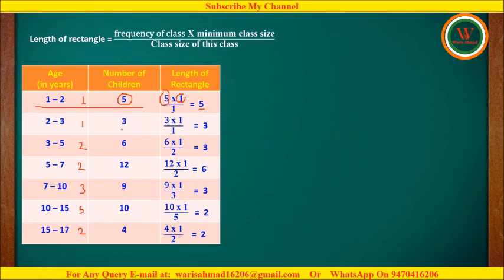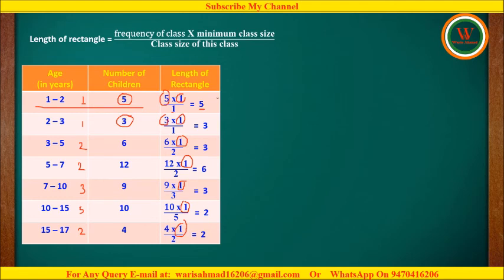Similarly, we can find the length of rectangle of the second class. Here again we will use the same formula. Frequency of the class, that is 3. So we have to write here 3 multiplied by minimum class size. In all the classes, we have to use the minimum class size 1. Here 1, in the second class also 1, third class also 1, fourth class again 1, fifth class, next sixth and 7. In all the places we have to use the minimum class size, that is already given, 1. In this way we can find the length of rectangle. This is also termed as adjusted frequency.